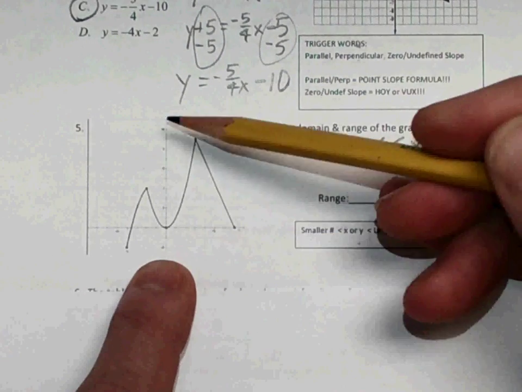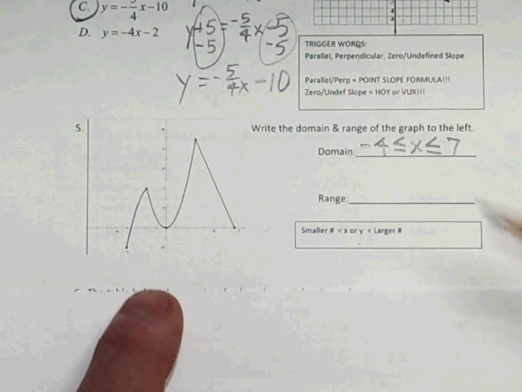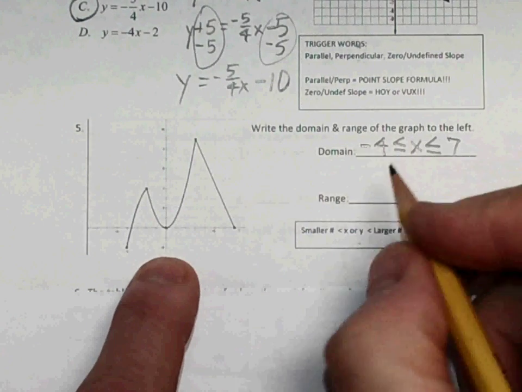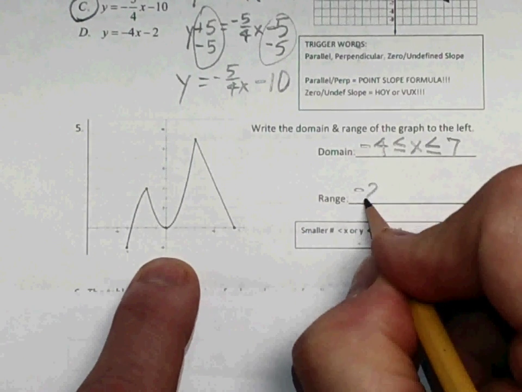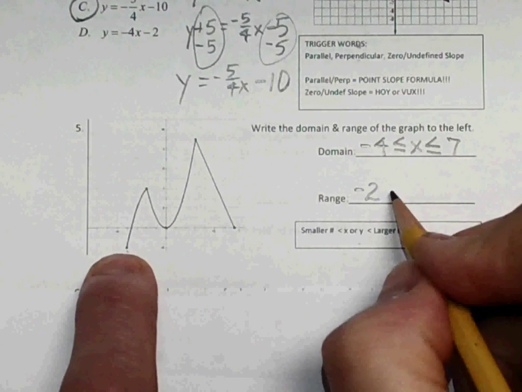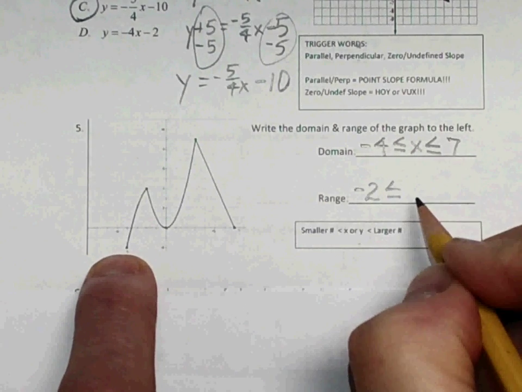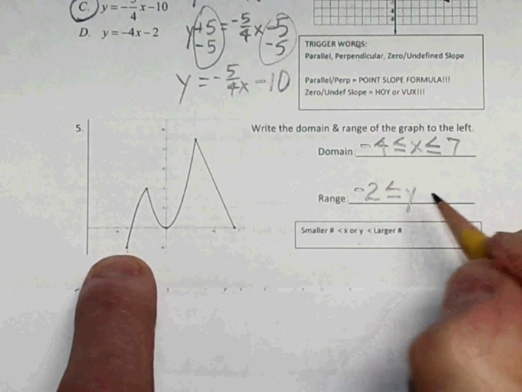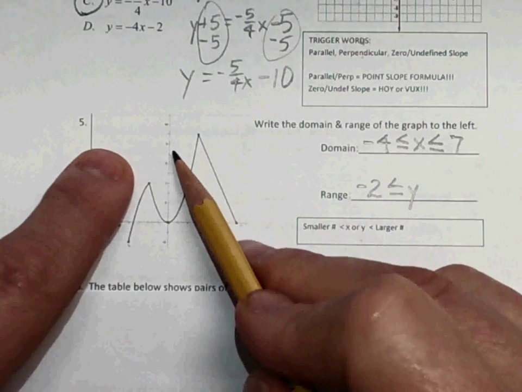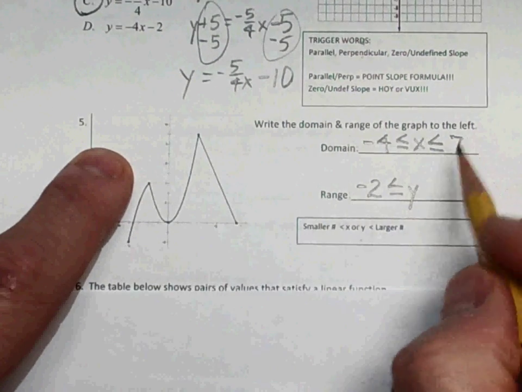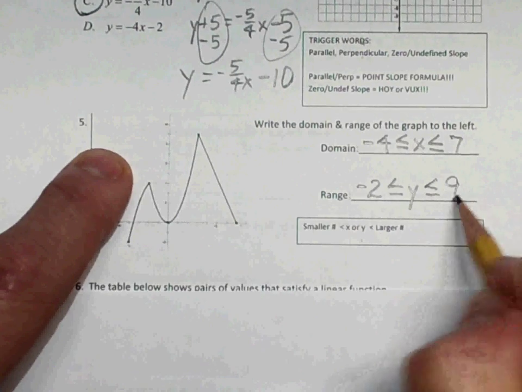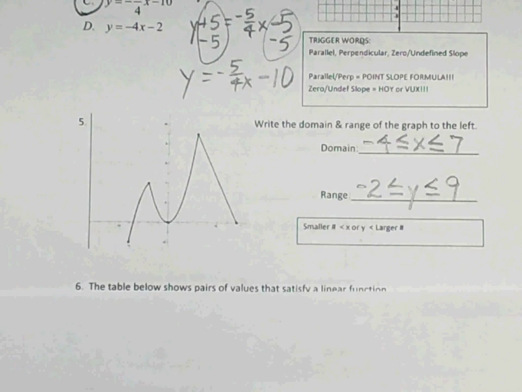From the bottom to the top, that's range. Now stop. The bottom is going to be a -2. I know that's hard to see, but just count the little tick marks. That's still a closed dot, so it's less than or equal to. The letter for range is y. The top is way up here. That's going to be 8 plus 1 more is 9, and it's closed. And there's your range.